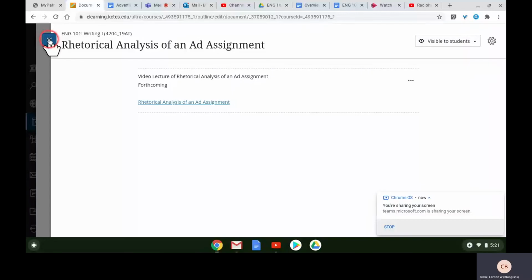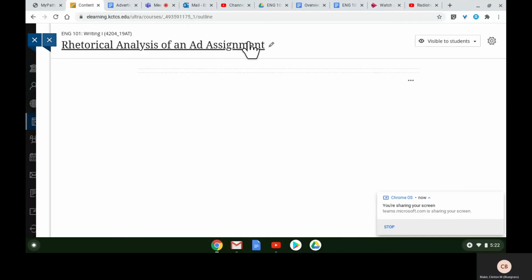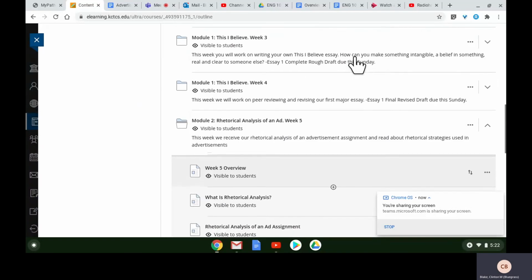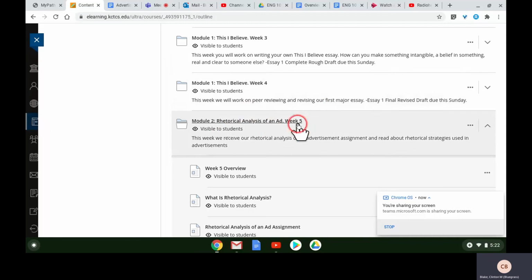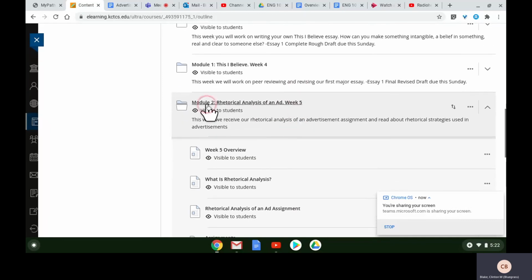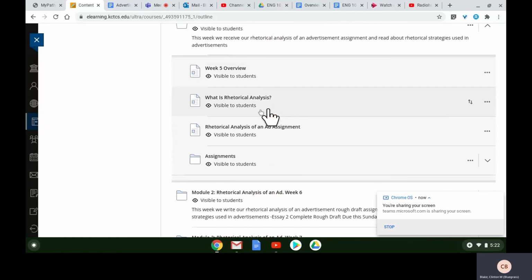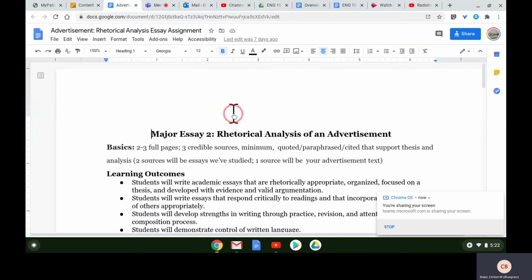Okay, so when you're on Blackboard, you'll want to scroll down. You can see that this is the beginning of Module 2 here, and we're getting into our rhetorical analysis of an ad. This is week 5, obviously. And so you'll notice you can go here and there's the rhetorical analysis of an ad assignment. And of course, this video is housed there, but let's take a look at that together and I'll point out some important things.